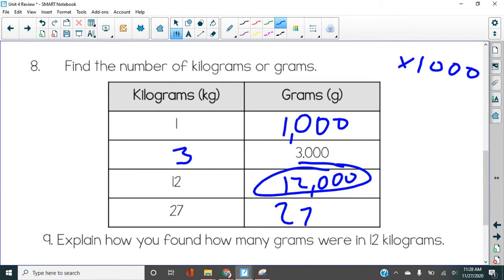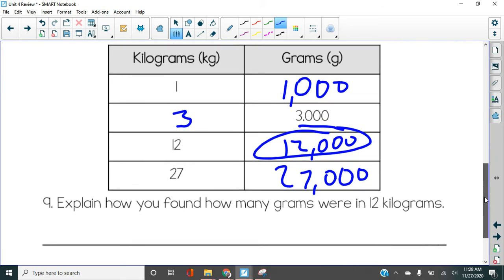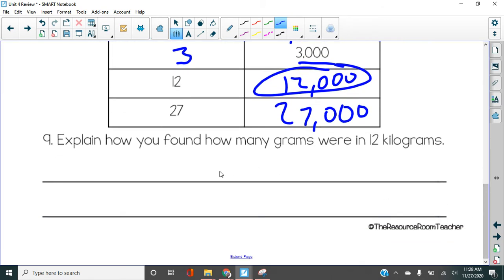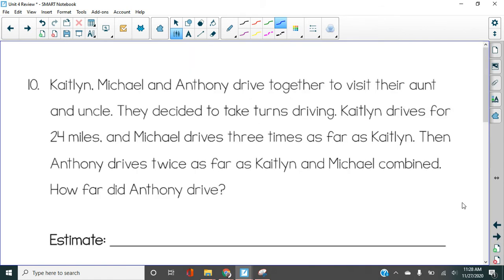12,000, 27,000. And then I'm sure we know what we're going to write here on our test tomorrow. Explain how you did that. Same way that we did with the liters and the milliliters.